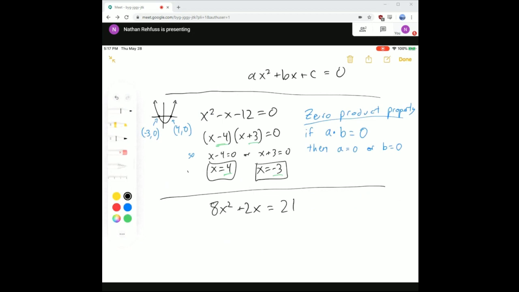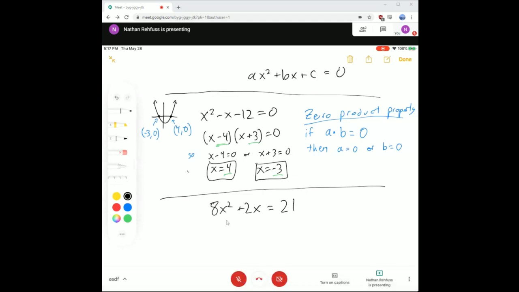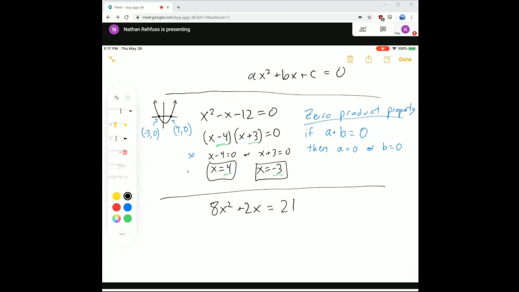So I have some number. If I square it and multiply it by 8, and then I add 2 of the number, I'm supposed to get 21. Well, that's tricky. If we guess and check for a very long time, we might find out that, surprisingly, 1.5 works. 1.5 squared is 2.25. 8 times 2.25 is 18. 2 times 1.5 is 3. 18 plus 3 is 21. But my goodness, the amount of guessing and checking we'd have to do to realize that that was the answer.